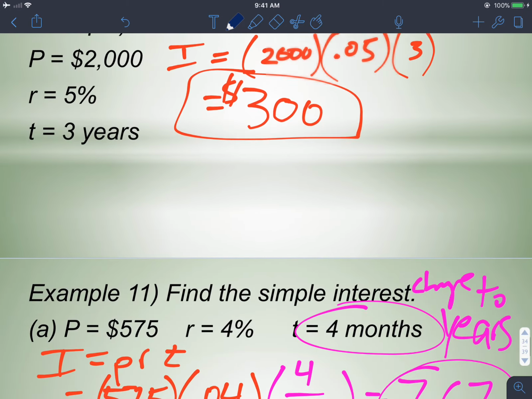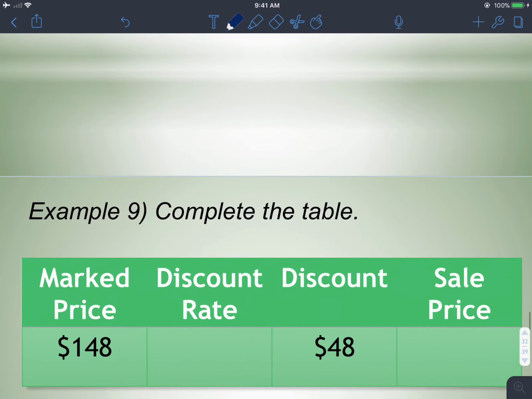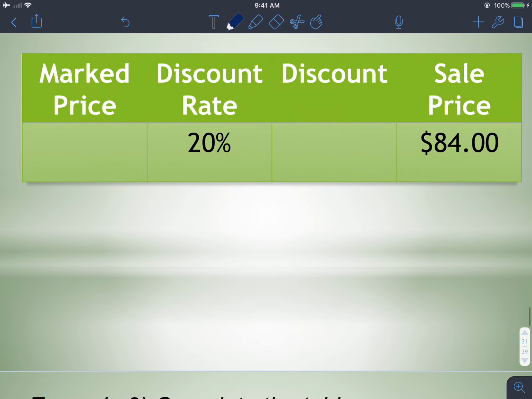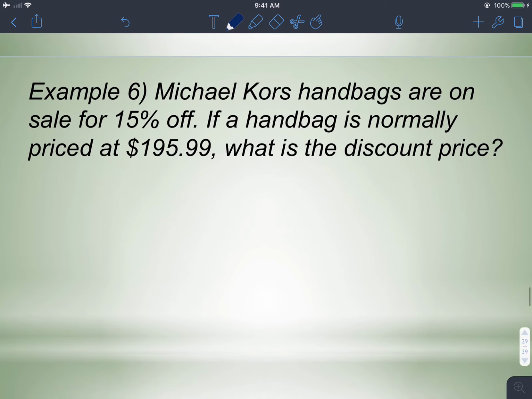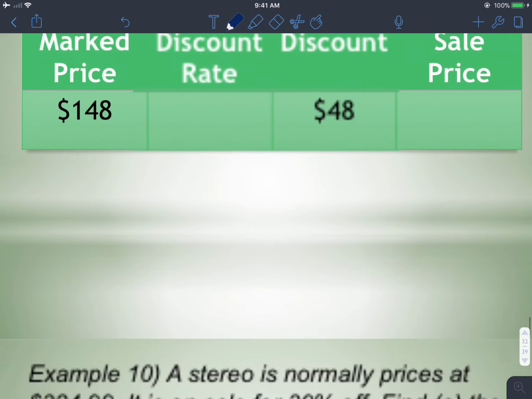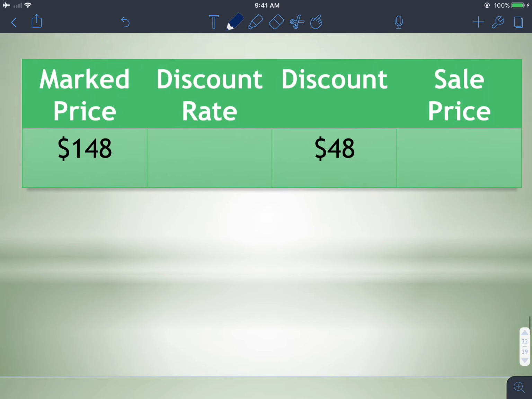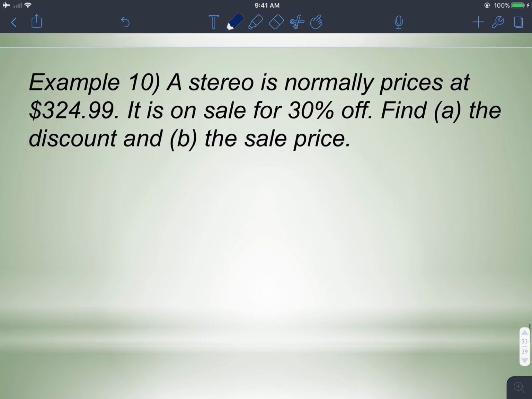Let's go to some other ones for a few minutes here. You are definitely going to see discount price and sale price. All right, let's do this one. A stereo is normally priced at $324.99. It's on sale for 30% off. First, find the discount, how much money you're saving, and then second, find the sale price. Another two-step problem.